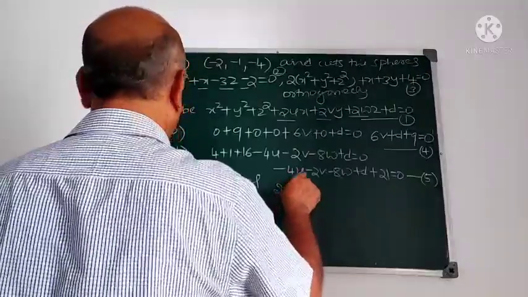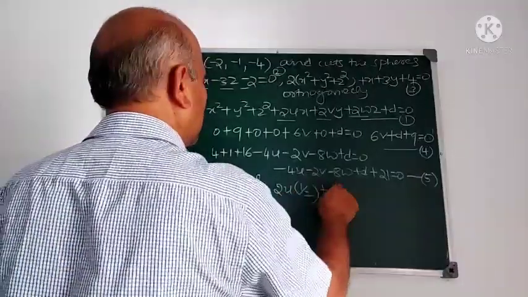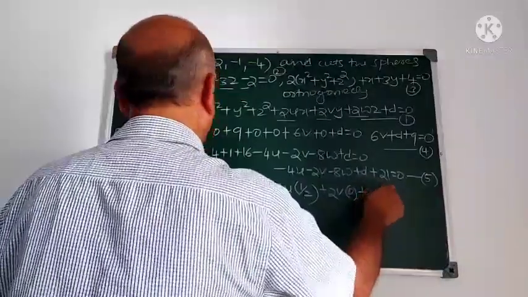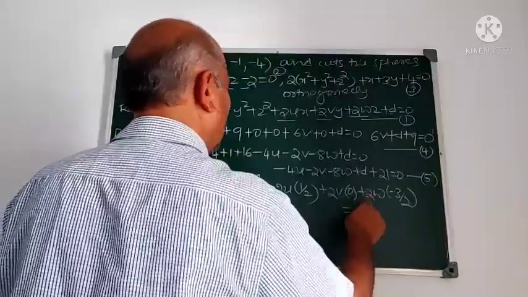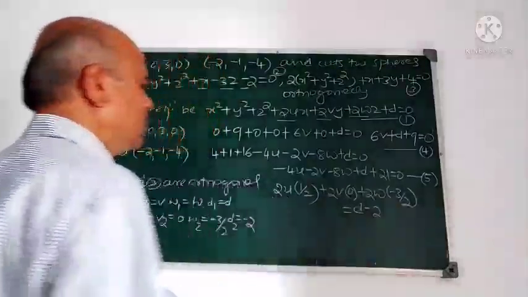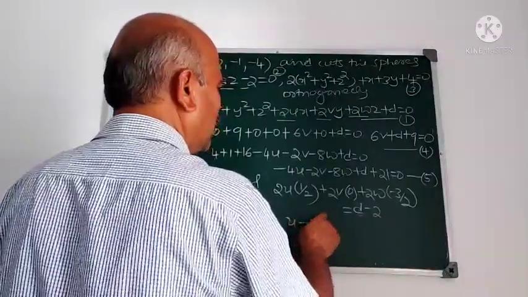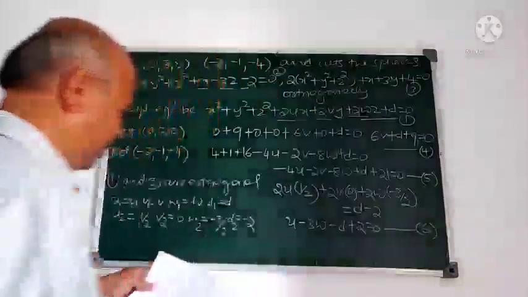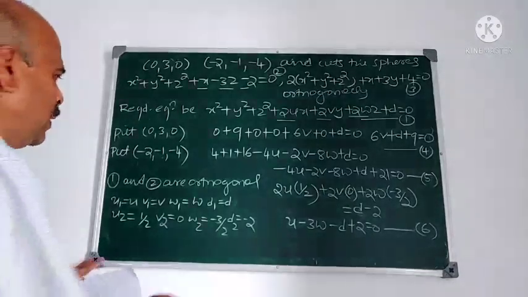Therefore 2u into half, because u1 is u, plus 2v into v2, which is 0, plus 2w, w2 is minus 3 by 2, is equal to d1, which is d, d2 is minus 2. Simplify this. u minus 3w minus d plus 2 is equal to 0. This is 6. Verify this. u minus 3w minus d plus 2 is 0.